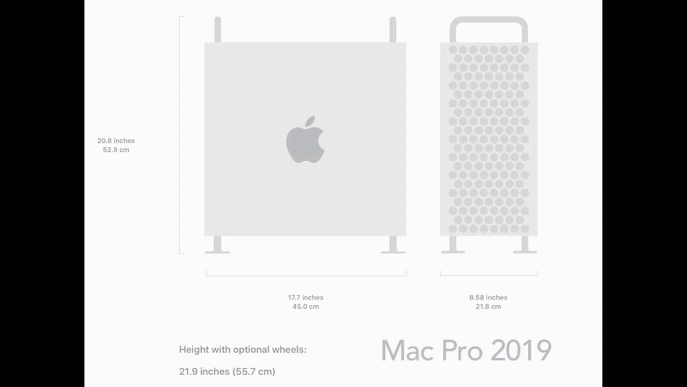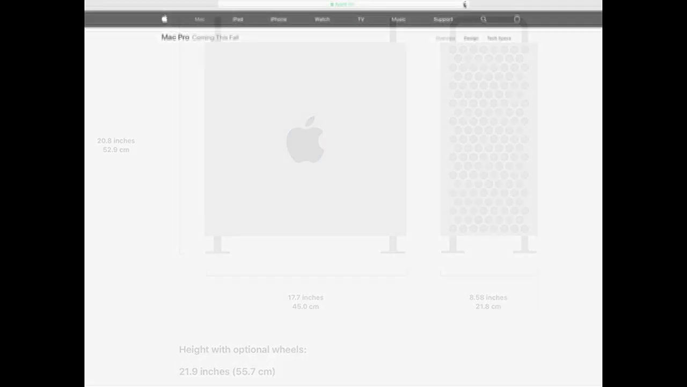And the 2019 Mac Pro, which has not yet been released at the time of this video, specs out just short of 21 inches. Even with the optional wheels added, it's not quite 22 inches. As a side note, the 2019 Mac Pro is really expensive. But the 9500, if you adjust for inflation, was even more expensive. I'm not trying to justify the cost of a new Mac Pro, I just find it interesting.